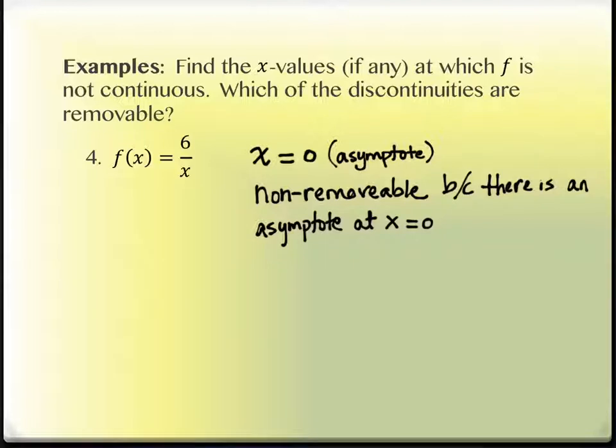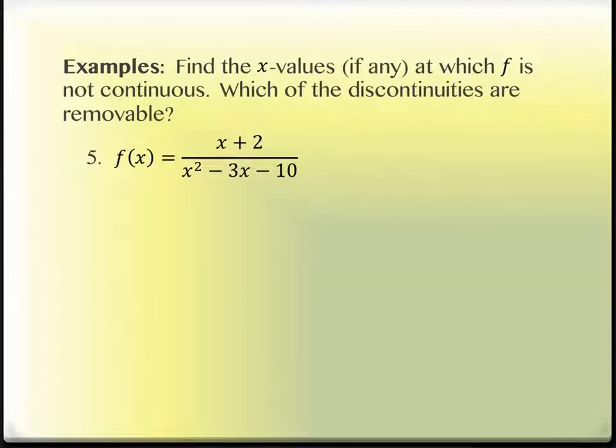Okay, let's take a look at the next one. A little more going on in this particular function. So how am I going to find the places where this is not continuous? Factor the denominator. So this denominator, I'll leave my numerator the same. Factors how? Good job. It's x plus 2 and x minus 5.